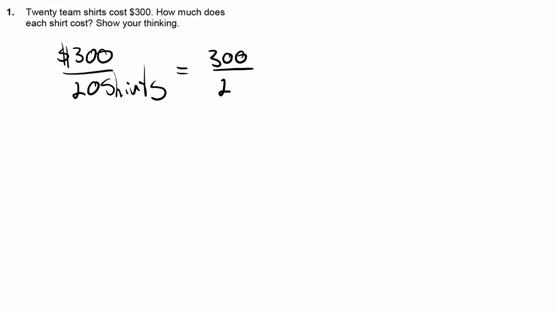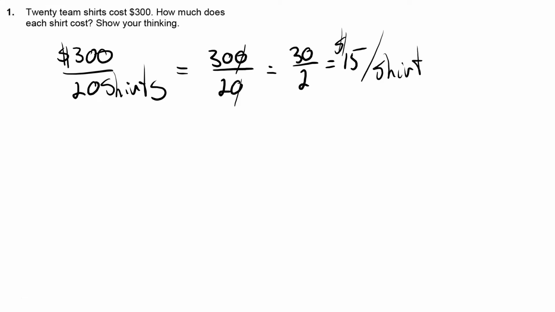300 divided by 20, which we can simplify just by scratching out those zeros, to be 300 divided by 2, which is 15. So that's $15 per shirt. So that gives us the unit cost.